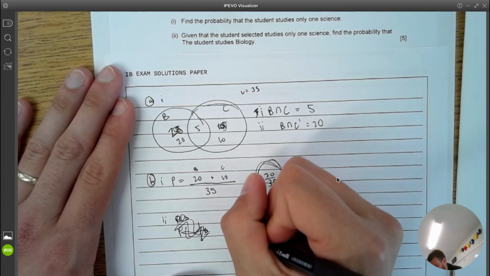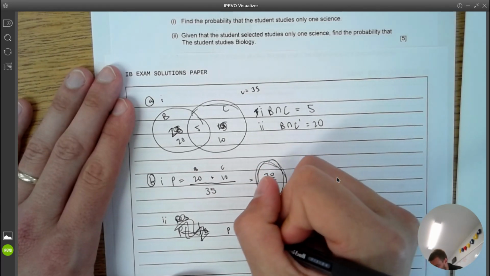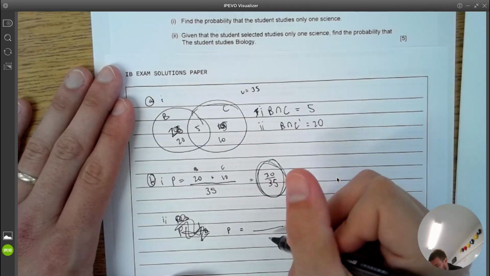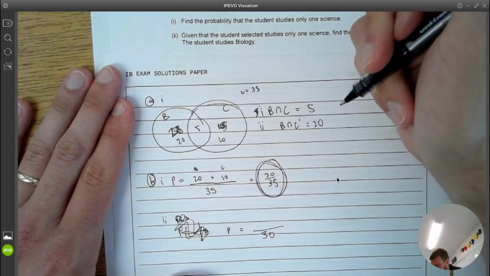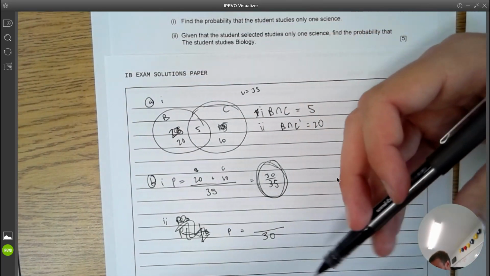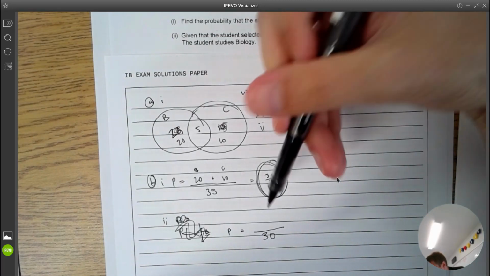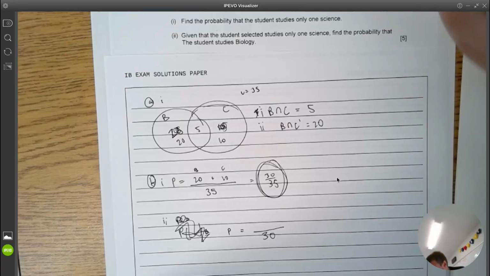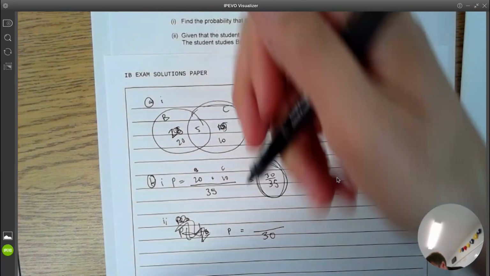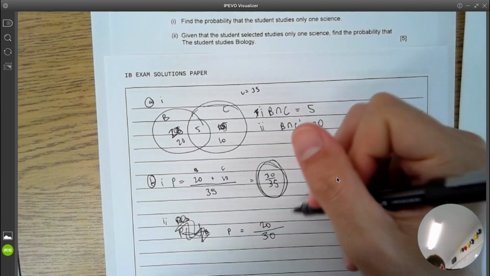The probability would be 30 on the bottom this time, because our denominator needs to be the number of kids that we're choosing from, and they only study one science. 30 kids only study one science. Then the top, find the probability that the student studies biology, would be 20.